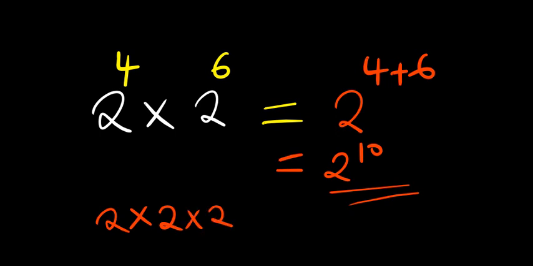You're going to be multiplying 2 by itself 10 times. So that is a very big number. But mostly if they've just told you to leave it as an index, you're just going to leave it there.